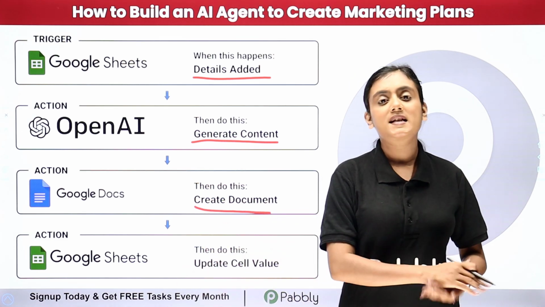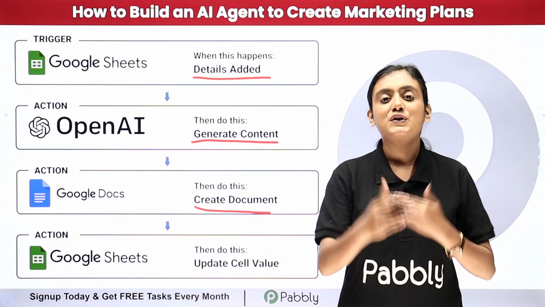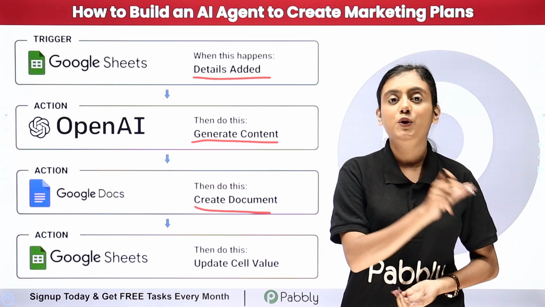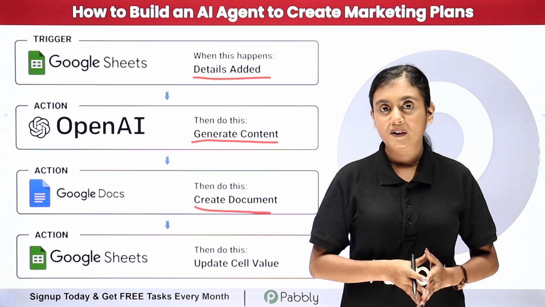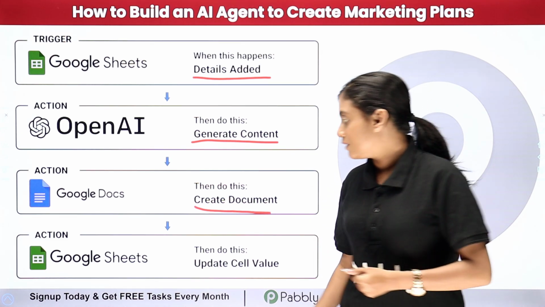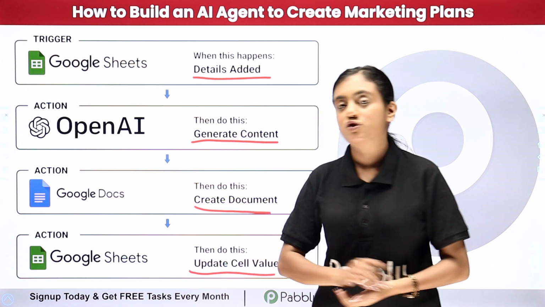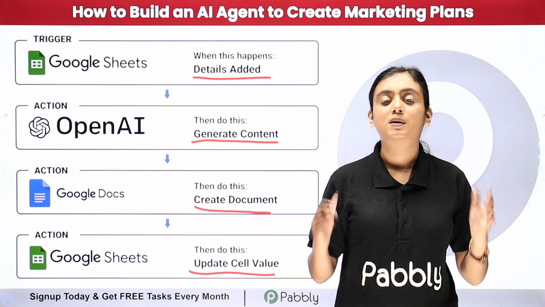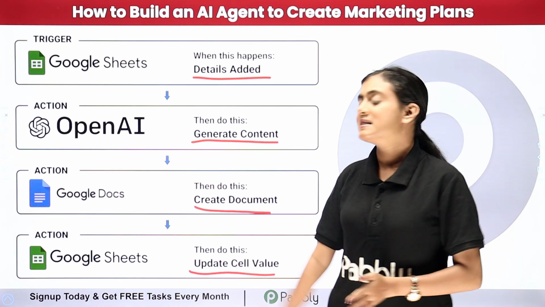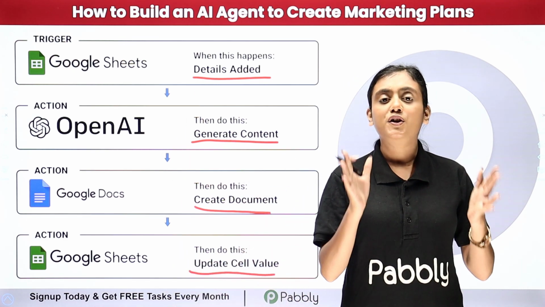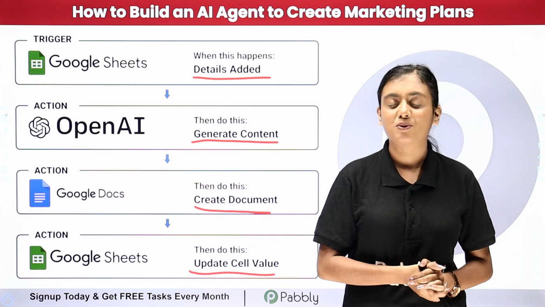In my Google Docs, I have already created a template. So using that template, the documents of new marketing plans are going to be created. And as the document is created, the link of that document is updated in my spreadsheet again so that I can keep a systematic record. So now if you want to learn how to create this AI agent for yourself, for your business, then let me take you to my screen.